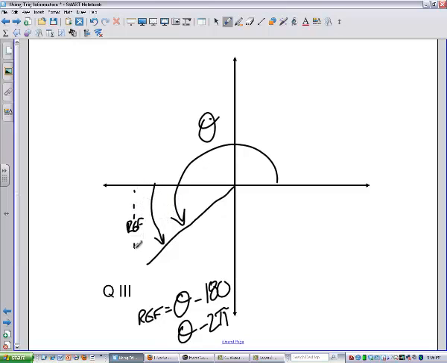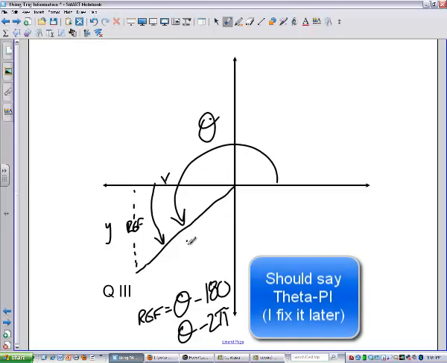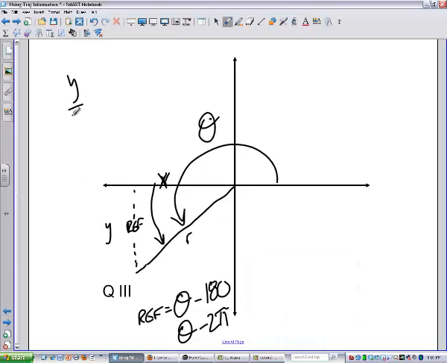Let's just go on to the part where we talk about which ones are positive or negative. In this case, there's my y, there's my x, and there's my r. R is always positive. If I do y over r, that's going to be a negative divided by a positive, so that's going to be negative. If I do x over r, that's my cosine, that's going to be negative. If I do y over x, that's going to be positive. I'm just looking at the ratios. So in the third quadrant, the tangent is the only positive thing that we have going for us.